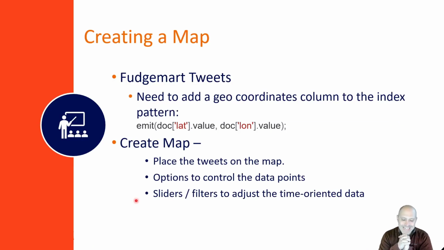Alrighty, let's move on to the next demo. That is me creating a map. So in this one, I'll just use the same tweets again. I will put the tweets on a map. And then before I can do that, I will need to add to the Kibana index pattern something that gives me geocoordinates that I can use on the map, because otherwise the map won't work. And then I'll add some really cool widgets to the map to adjust the time-oriented data. And you'll see tweets over time on the map. Pretty cool.